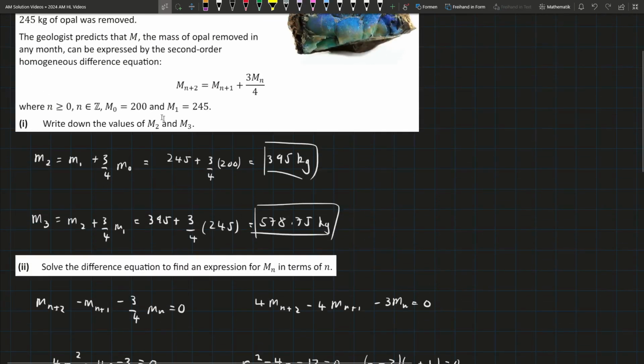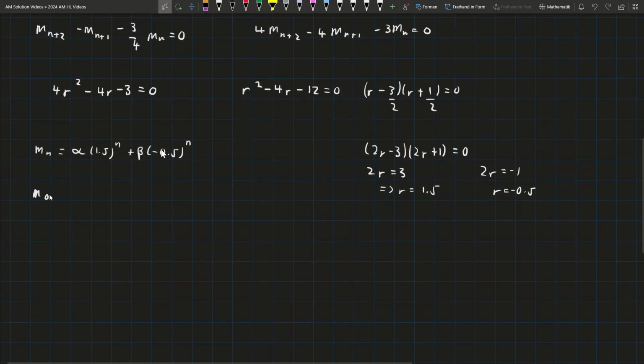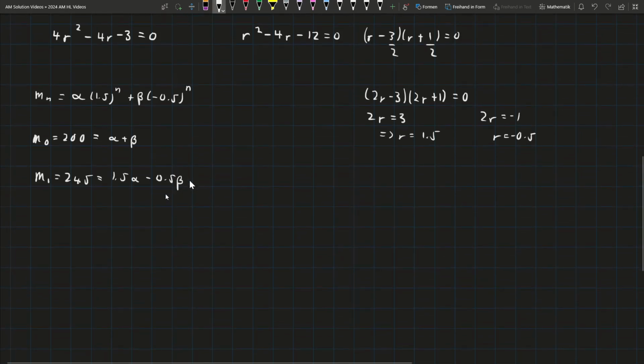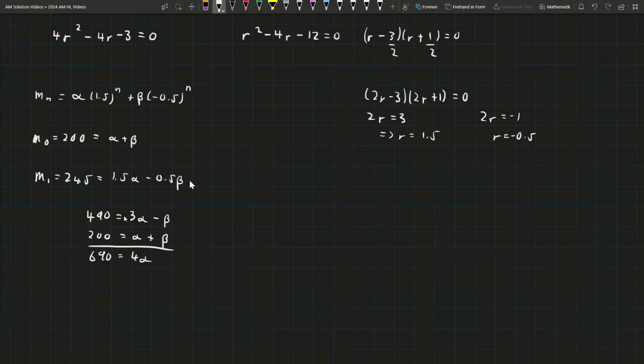Now we know that m0 equals 200. So m0 equals 200, which will just be equal to alpha plus beta, because these things to the power of 0 is just 1. Then m1 is equal to 245. That'll be equal to 1.5 alpha minus 0.5 beta. And now we can solve these equations. So I'm going to multiply the second one by 2. So that'll give us 490 equals 3 alpha minus beta. And then write the other one under it. We have 200 equals alpha plus beta. Add those together, we get 690 equals 4 alpha. Because the betas will cancel then.